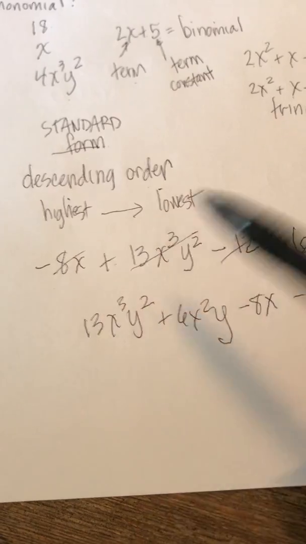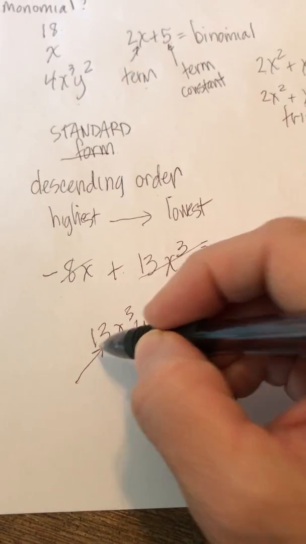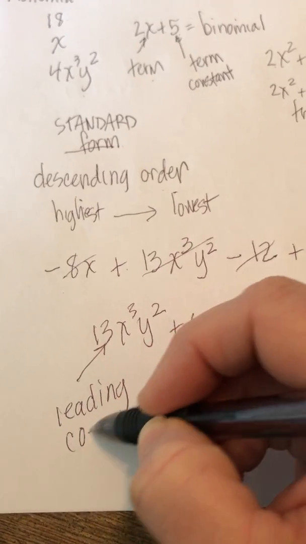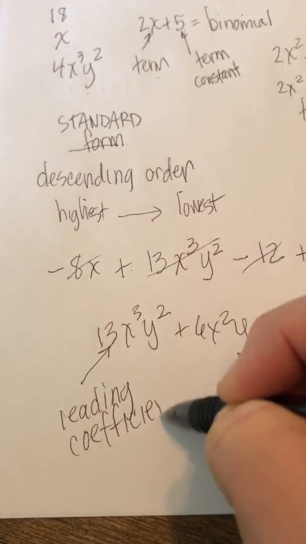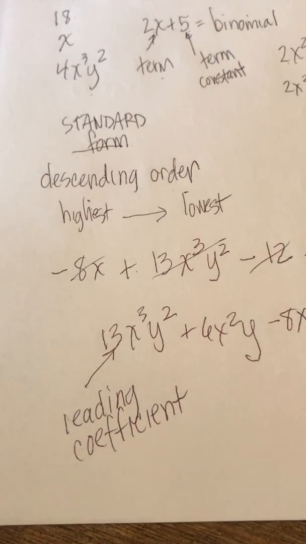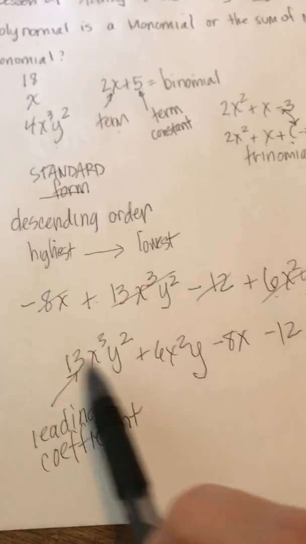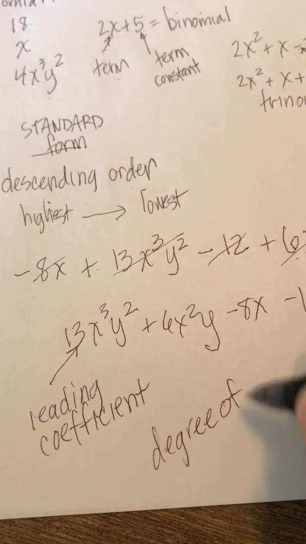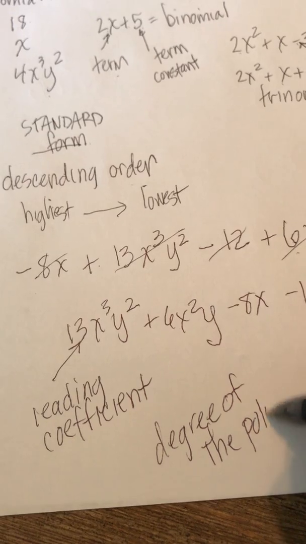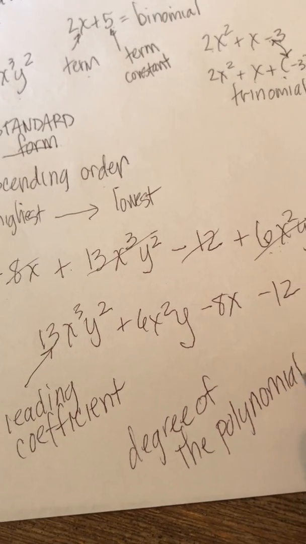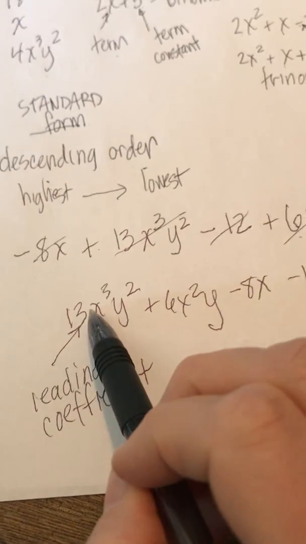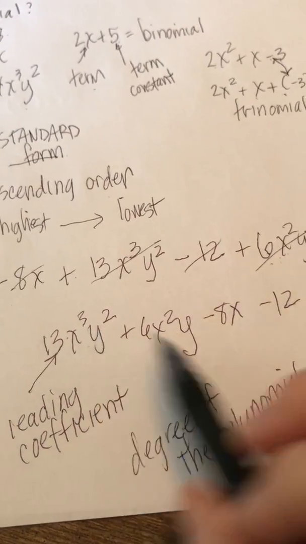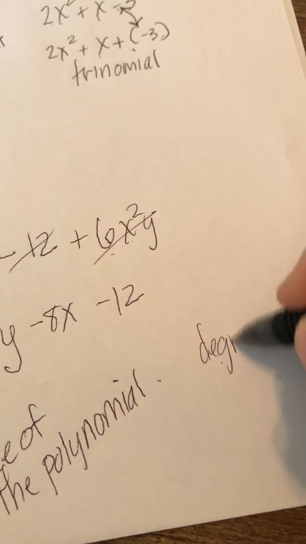And once you've done that, they might ask you what the leading coefficient is. The leading coefficient is just the first coefficient once it's been organized appropriately in descending order. So in this case, the leading coefficient is 13. The next question you might be asked is, what is the degree of the polynomial? The degree of the polynomial is determined by looking at each term separately and figuring out the degree of each term.